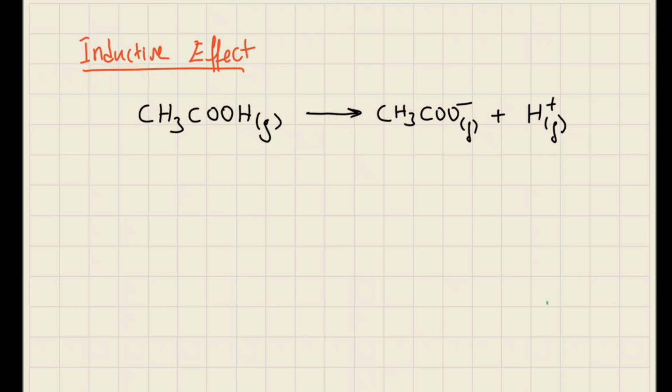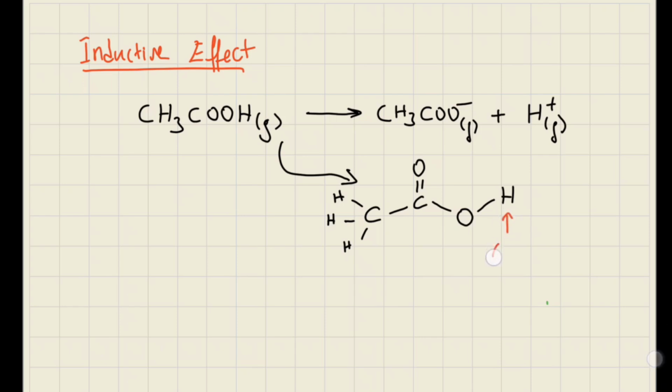If we look at the molecular geometry of this molecule, we see that we have hydrogens, we have another carbon atom, we have an oxygen, and we have a proton. So here the acidic hydrogen is this one. This is the acidic hydrogen, or acidic proton. So if you make this bond weaker, this molecule becomes a stronger acid.